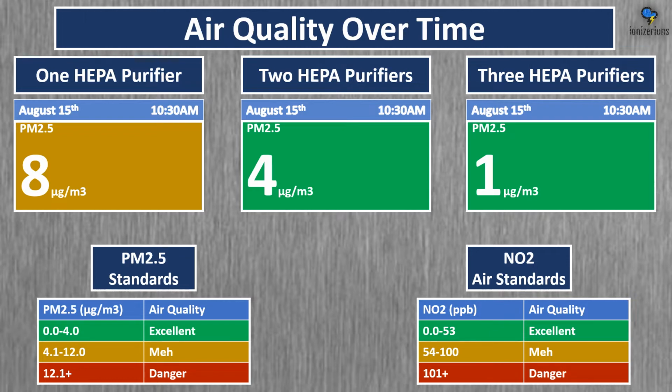So we use these charts, and every air molecule has its own standard chart. With particulate matter, if we're below 4.0, we have excellent air. So you would say in this situation, you would want 2 or possibly 3 HEPA purifiers. That's your choice. And every air molecule has its own standard, like nitrogen dioxide uses completely different units and numbers for what's good and bad quality air.